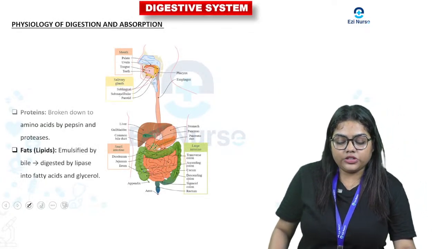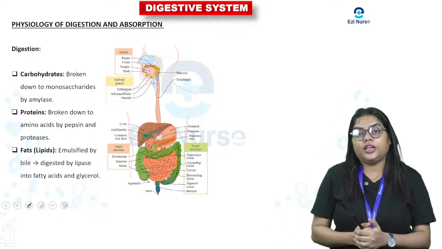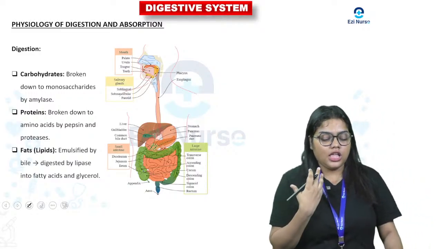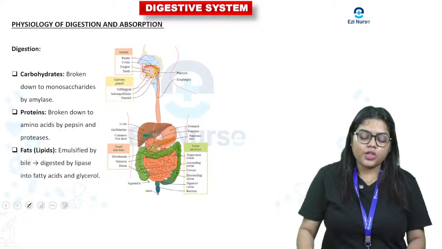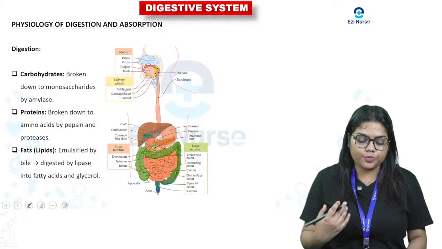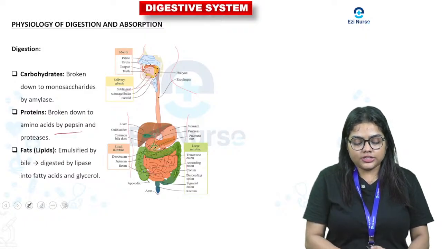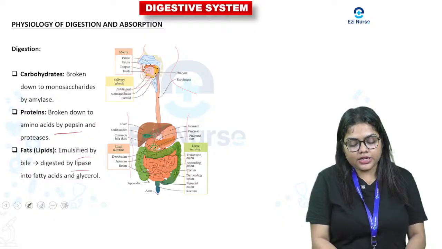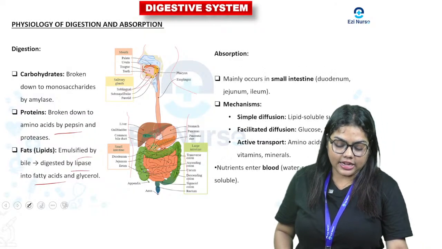Okay, now we will see the physiology of digestion and absorption. Digestion is actually done for the carbohydrates, proteins and fats inside our digestive system. Carbohydrates will be broken down into monosaccharides by amylase. The protein will be broken down into amino acids by pepsin and protease. The fats will be emulsified by bile, and digested by lipase into fatty acid and glycerol.